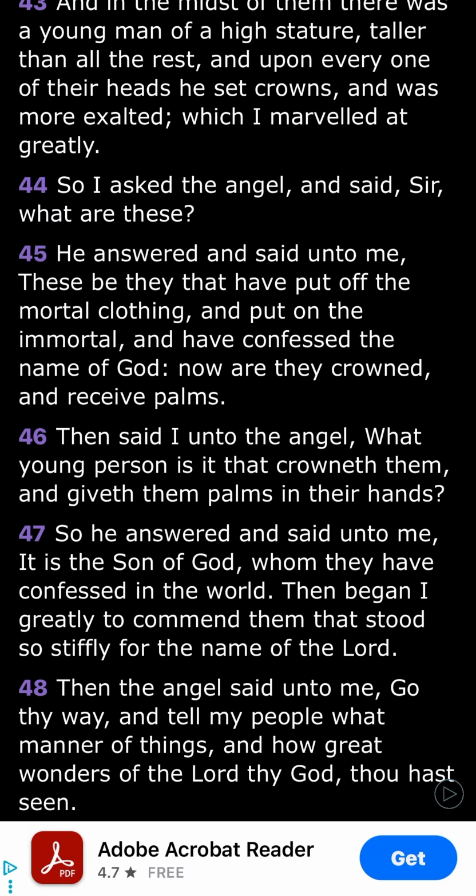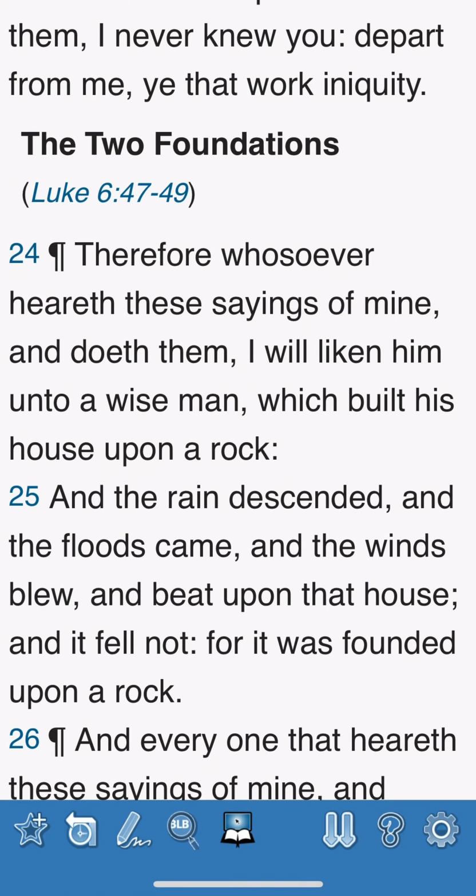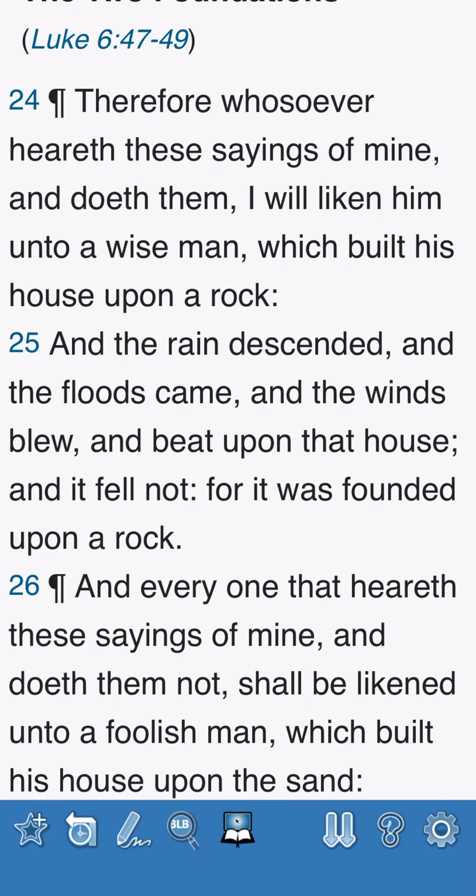So he answered and said unto me, it is the Son of the Most High, whom they have confessed in the world. Then began I greatly to commend them that stood so stiffly for the name of the Lord. That stiffness, that sustenance, that stability comes from the Lord Yahweh Shai HaMashiach, the true foundation. Because, as we're going to go into, those that have the average foundation are not going to withstand the chance.